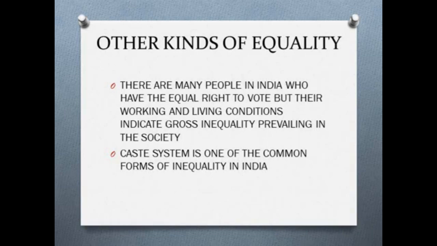The caste system is one of the common forms of inequality in India. The caste system in India continues in the minds of the educated urban population, especially in matters concerning marriage also. And in our lesson also, the case of Kanda and Om Prakash Valmiki shows different types of inequalities.